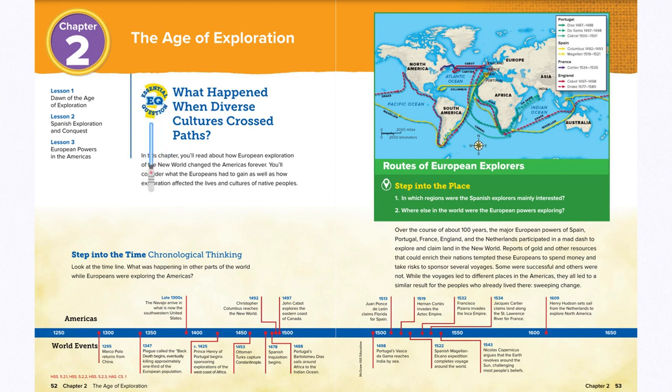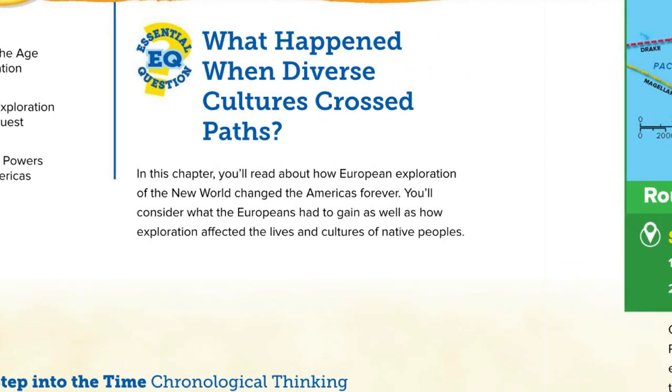Now the essential question for this is going to be, what happened when diverse cultures crossed paths? Let's zoom in here and take a look. So it says, in this chapter, you'll read about how European exploration of the New World changed the Americas forever. You'll consider what the Europeans had to gain, as well as how exploration affected the lives and cultures of native peoples.